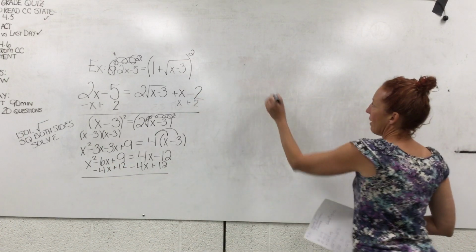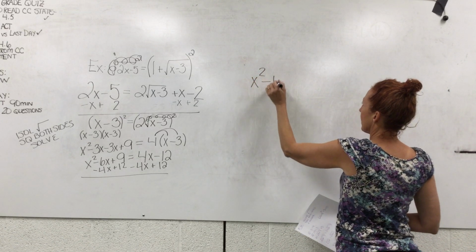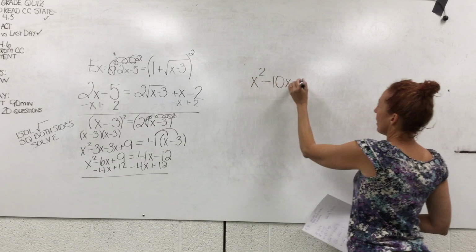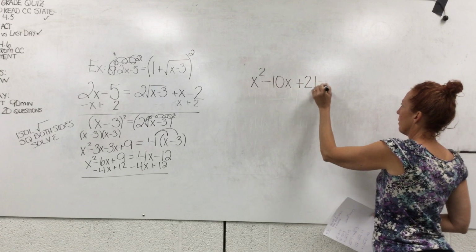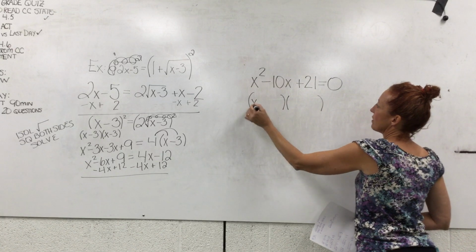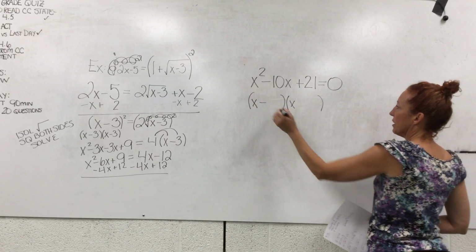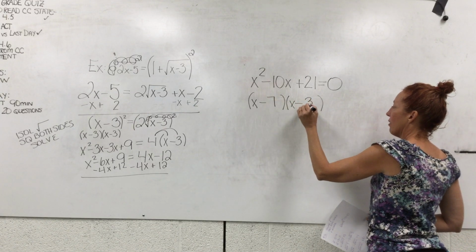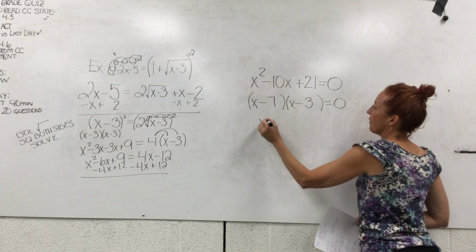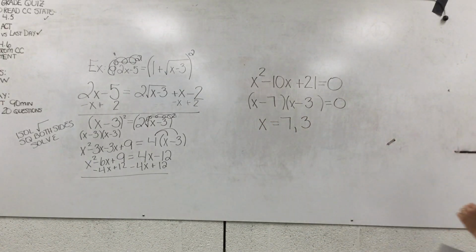And so what do I have? I have x squared minus 10x plus 21 equals 0. And so I see that it does factor x and x. 2 numbers that multiply to 21 and add up to negative 10 are 7 and 3. And so we finally get x equals 7 or x equals 3. So that is a lot of work when it has the double radical, no lie.